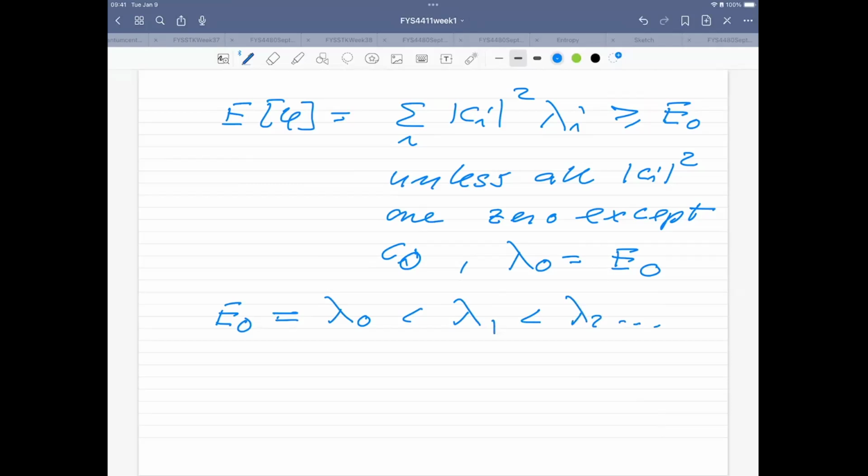So this is just the variational principle. Unless we have the exact wave function, we will always get an energy which is larger than the exact energy. So this is essentially the variational principle.